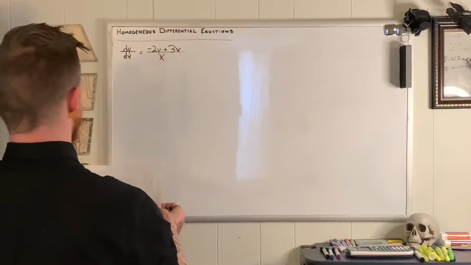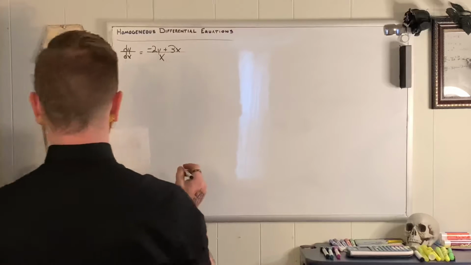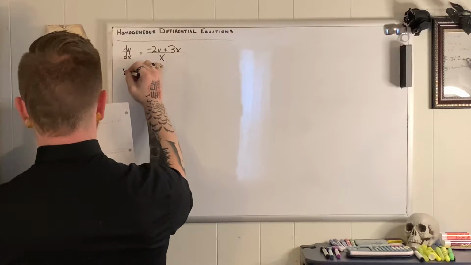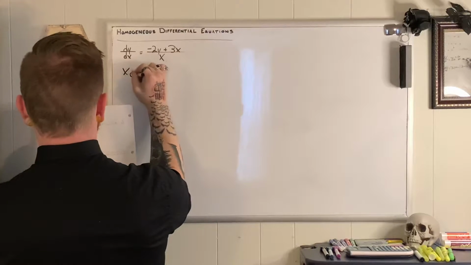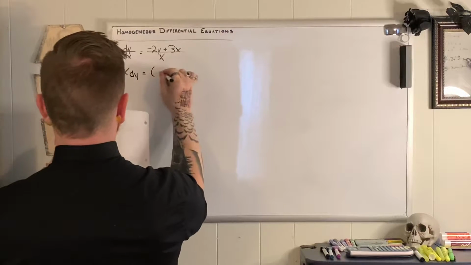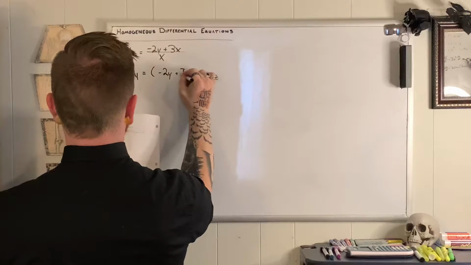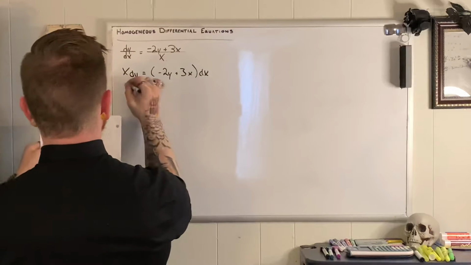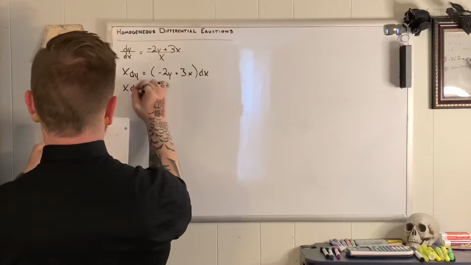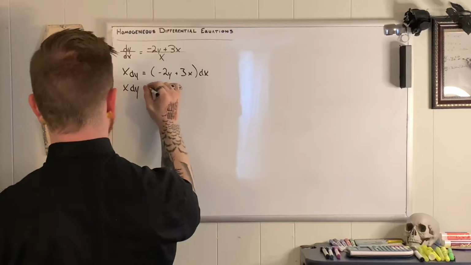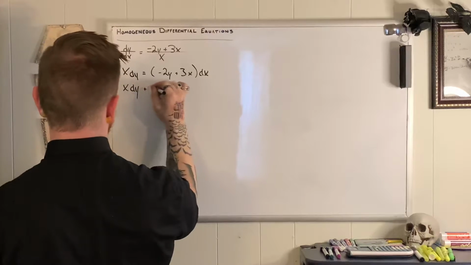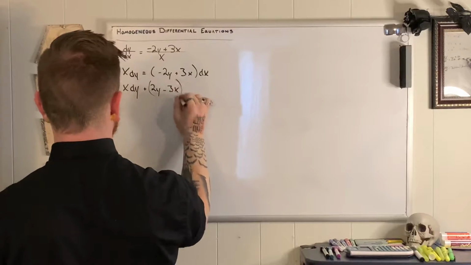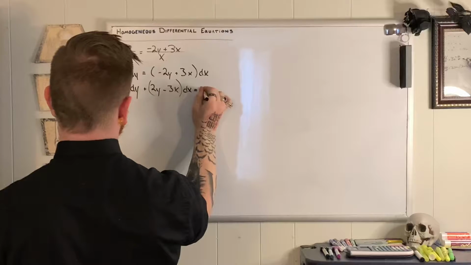To do so, I'm going to multiply both sides by x and by dx, which gives us x dy equals minus 2y plus 3x dx. Next, I am going to set this equation equal to 0. So we have x dy plus 2y minus 3x dx is equal to 0.